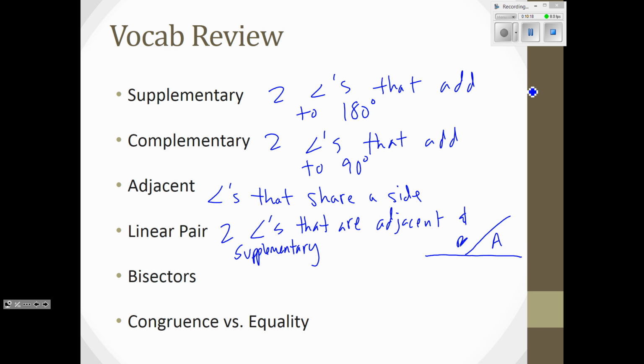Bisector. Who can tell me what a bisector is? Sophie, I saw you with your hands. What is a bisector?